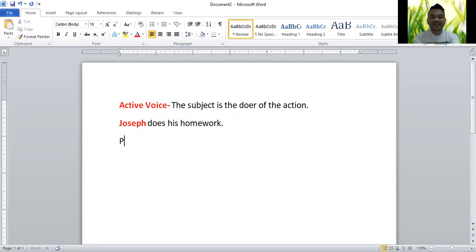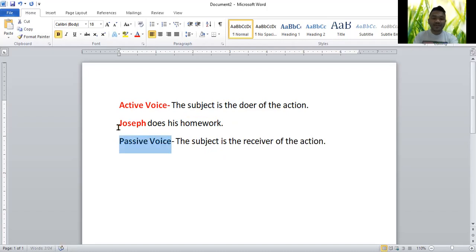Let me give you a little bit of idea about passive voice. Remember, the subject in the active voice is the doer of the action. However, it's not the case in passive voice. When we say passive voice, the subject is the receiver of the action. So what does it mean, receiver of the action? Again, in passive voice, the subject is the receiver of the action, the one who receives the action.